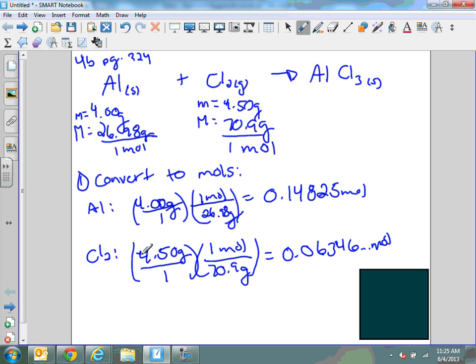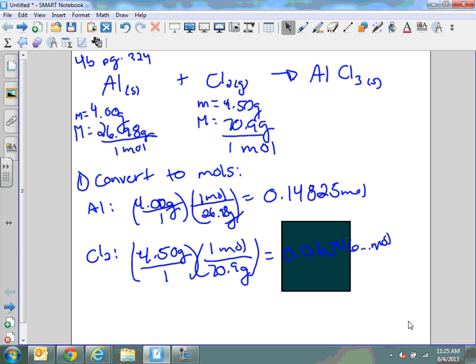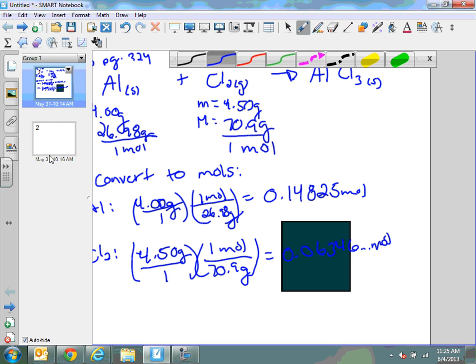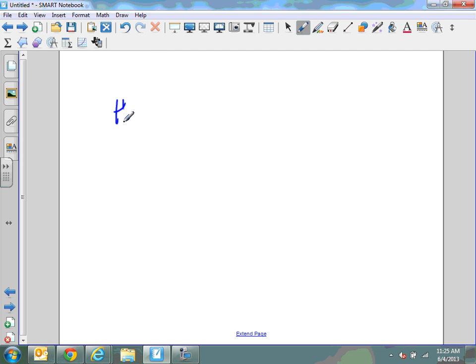Okay, now that I've converted them both to moles, what you want to do is just choose one and just cover it right up. It doesn't matter which one we pick here, we can cover up the chlorine, for example. So I just want to ignore that value for a minute, and we're going to look at our moles of aluminum. This is how much aluminum I have. How much would I need of the chlorine in order to completely react with the aluminum? So our next step is, how much chlorine would I need?